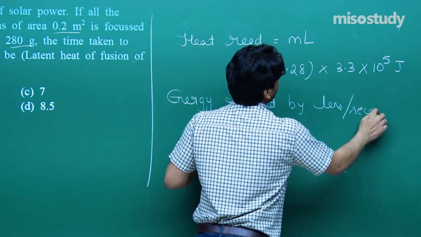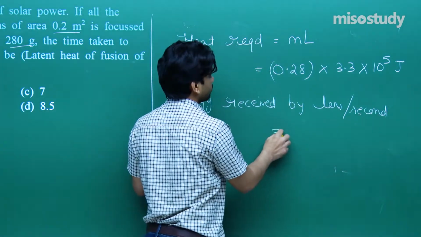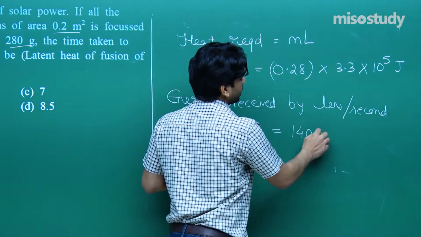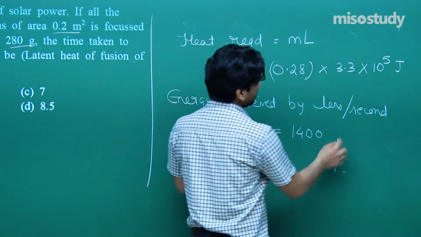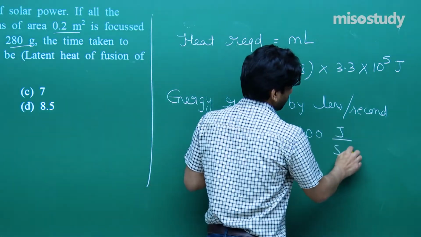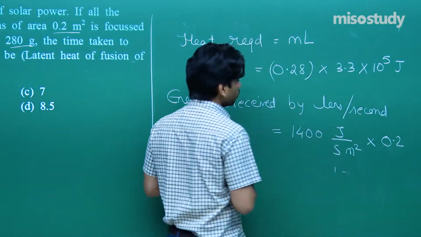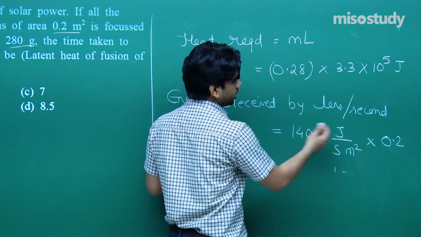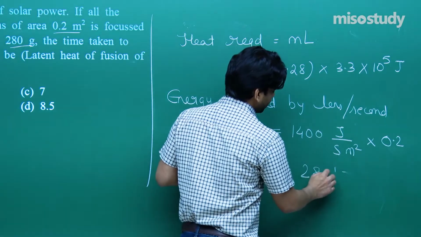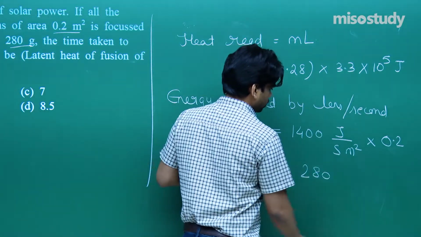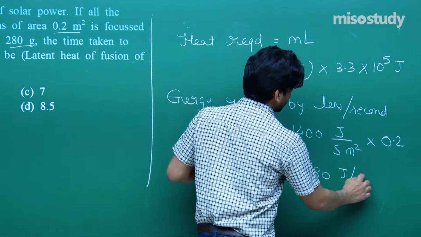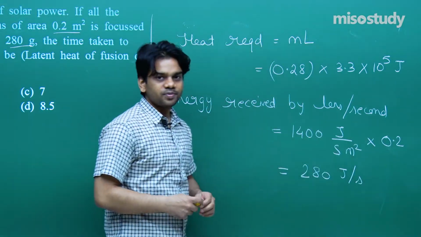will turn out to be equal to 1400 joule per second per square meter multiplied with 0.2, that is what has been given. Clearly you can solve this, 1400 into 0.2, it will come out to be 280 joule per second. This is the energy received per second.